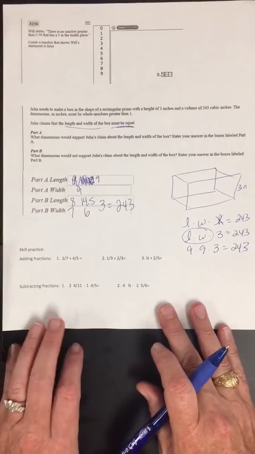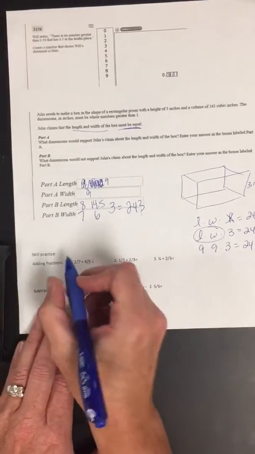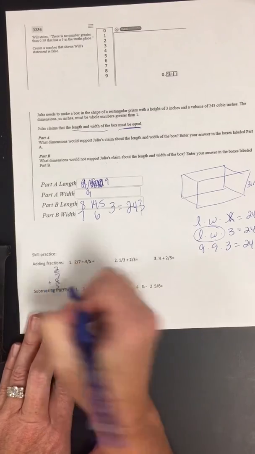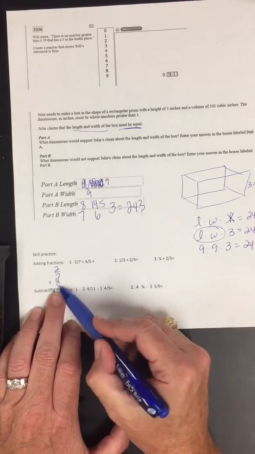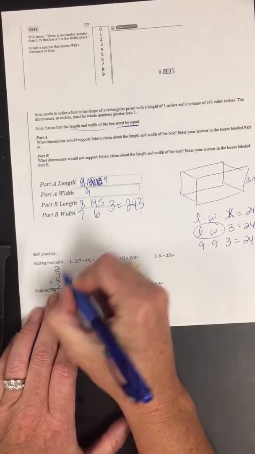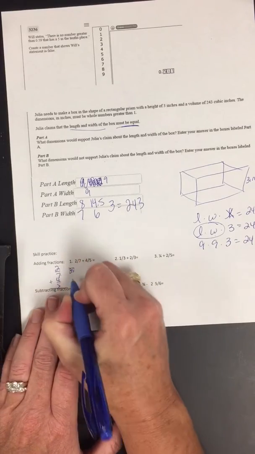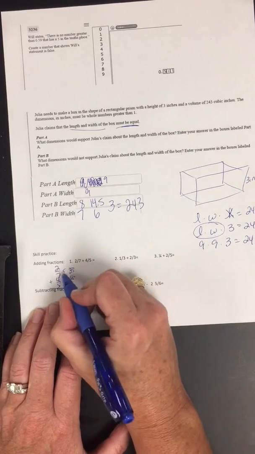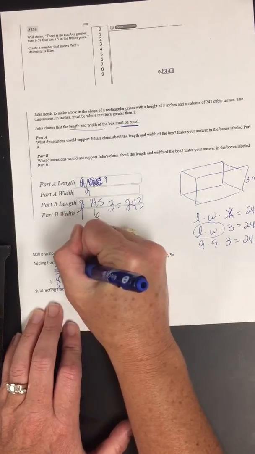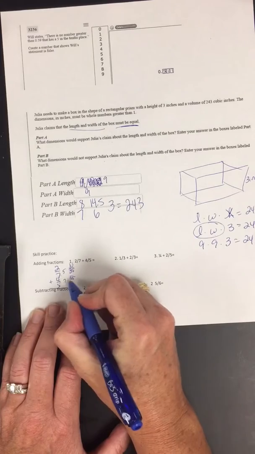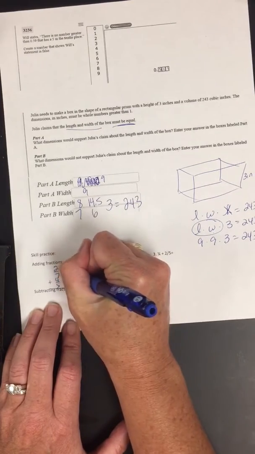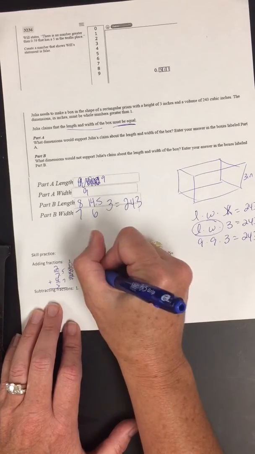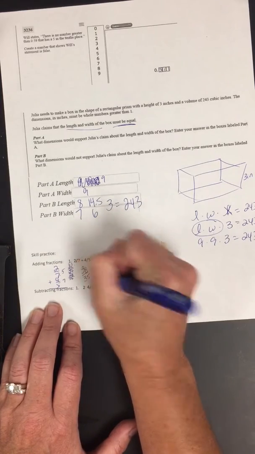Skill practice, adding fractions. Remember when we add fractions? First, we want to go ahead and put them one on top of the other. And then we need to make sure we have common denominators. We don't have one. So 7 and 5, our common denominator would be 35. 7 times 5 is 35, so 2 times 5 is 10. 5 times 7 is 35, 4 times 7 is 28. So I have 10 35ths plus 28 35ths is 38 35ths.